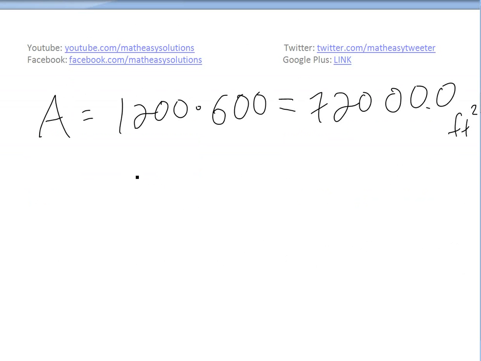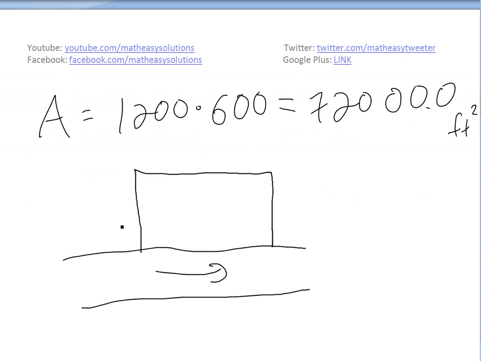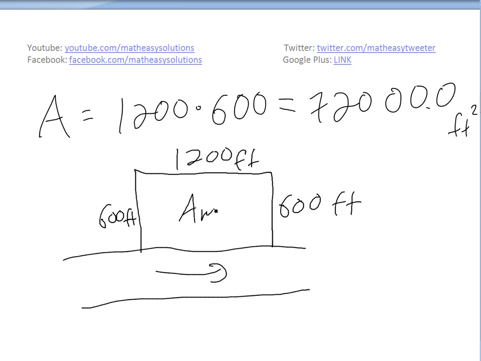Now we know the dimensions if you draw it out. There's a straight river here, and we have 600 feet on the sides and 1,200 feet along the river. And this is the max area.